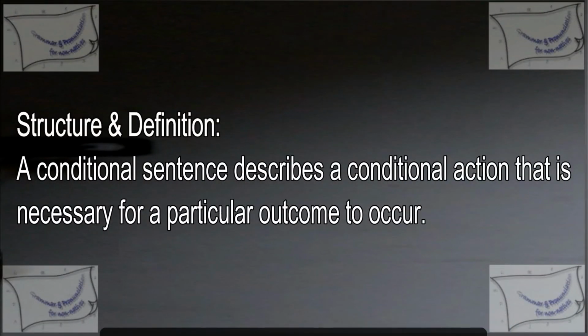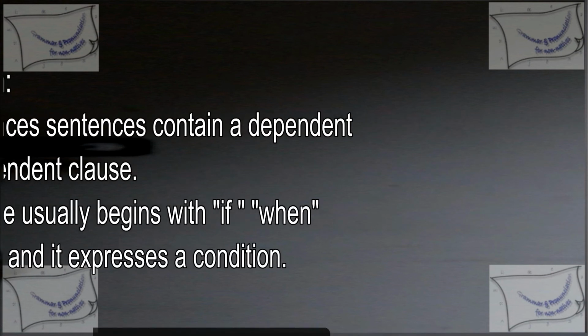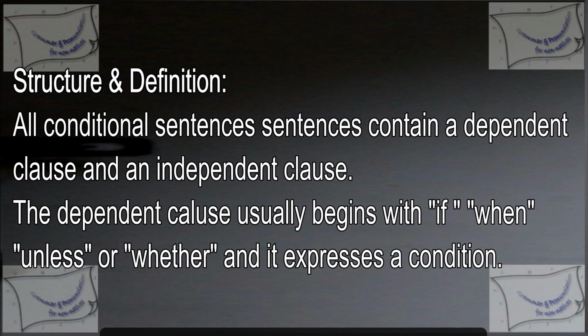First, take a look at the definition and structure of conditional sentences. A conditional sentence describes a conditional action that is necessary for a particular outcome to occur. All conditional sentences contain a dependent clause and an independent clause.